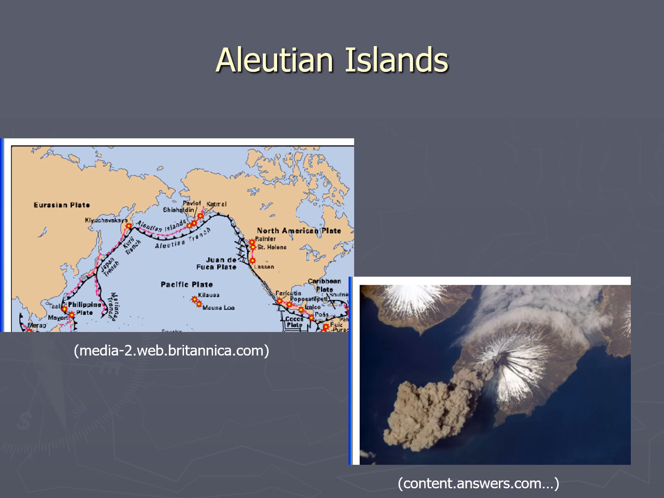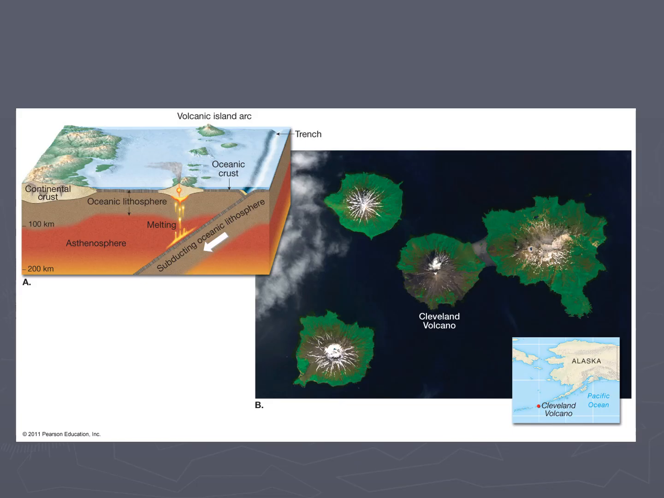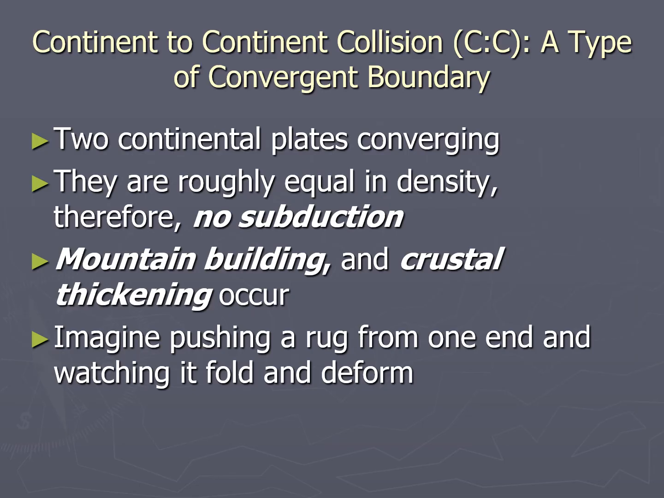Okay, so again, the Aleutian Islands are a great example of a volcanic island arc, and there's a picture of one of those volcanoes erupting. They're very active, by the way. It's kind of common to have to divert air travel, say from Eurasia over to North America, because of eruptions here in the Aleutian Islands. Here's another drawing of your ocean-to-ocean subduction zone and forming those volcanic islands, like the Cleveland volcano there.